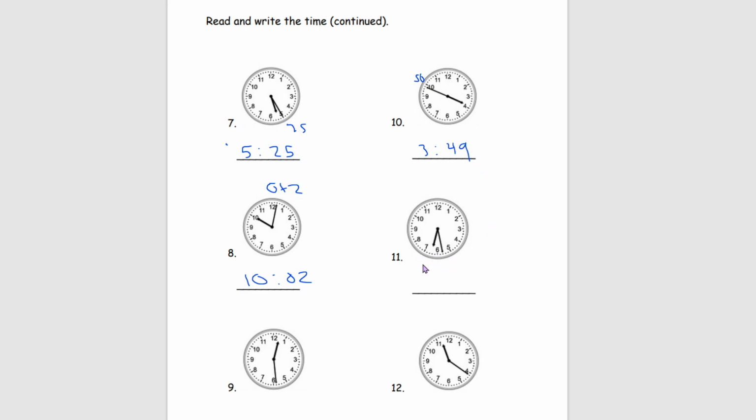In our last example for this page, here we have the hours hand between 6 and 7, so we know that our hours is at 6. The minutes hand is 1, 2, 3 minutes after 5. So 5 is 25, so 25 plus 3 equals 28. And so our answer for number 11 is 6:28.